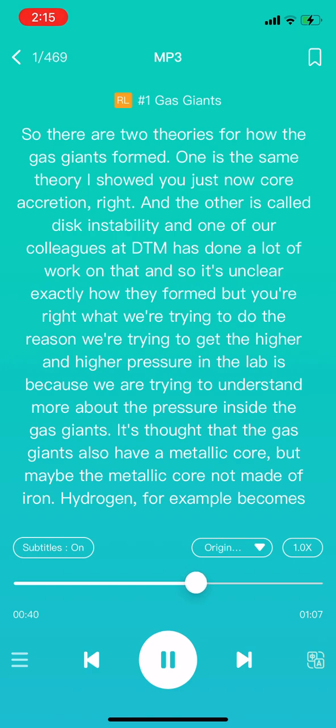Okay, so it's very possible that the insides of these planets could have metallic cores, could have hydrogen cores, could have rocky portions. We're not sure, but the higher the pressure we can get in the lab, the closer we can get to understanding the interiors of the gas giants and the exoplanets that are so big.